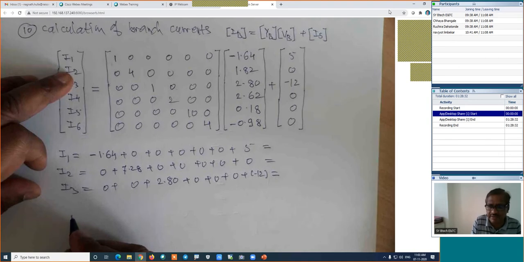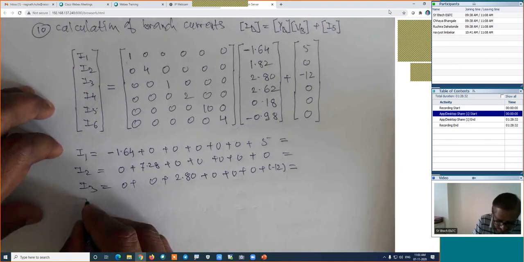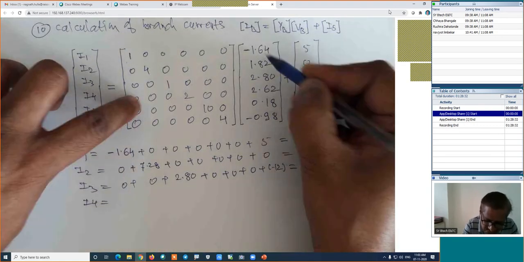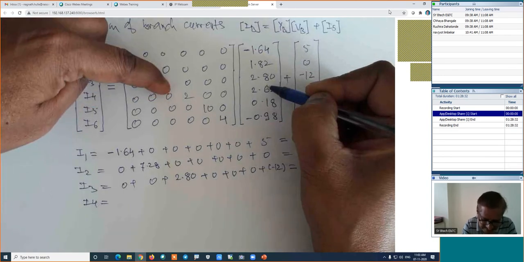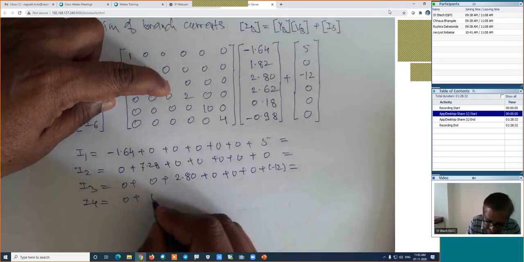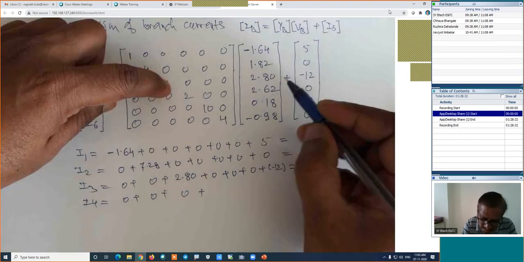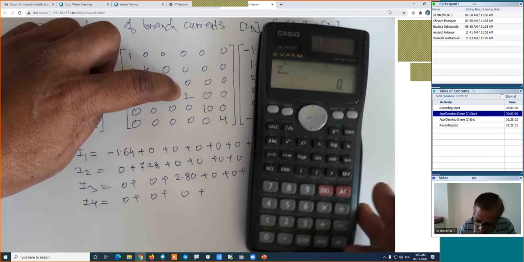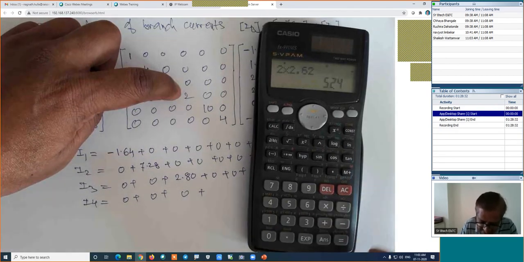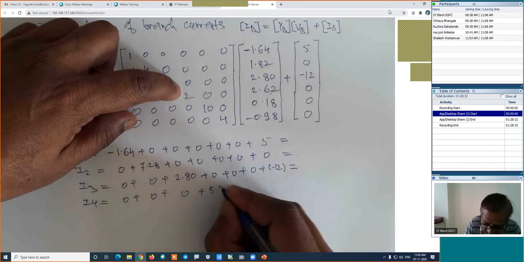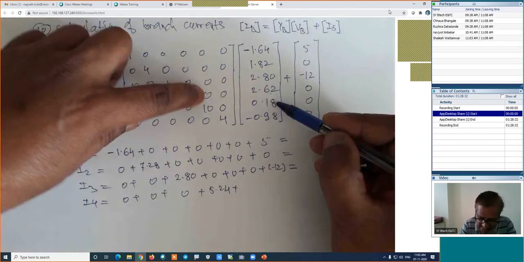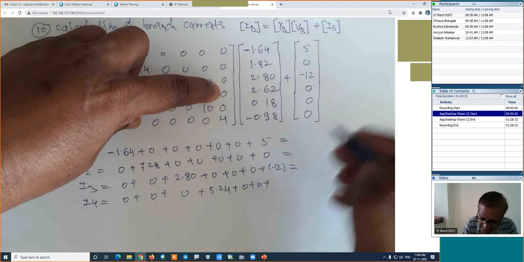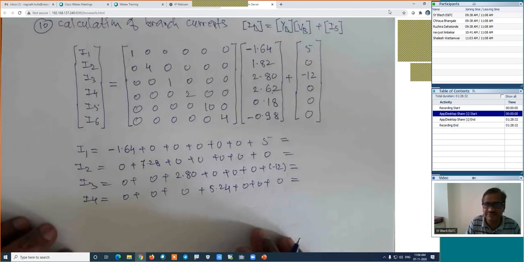Next calculation we can complete, that is I4. This is equal to 0 into this value, 0 into this value, 0 into this value. This is 0 plus 0 plus 0 this value plus 2 into 2.62. This calculation is 5.24. This is 5.24 plus this 0 and this 0 plus 0 plus 0 plus this value which is 0 again plus 0. This is equal to the I4.